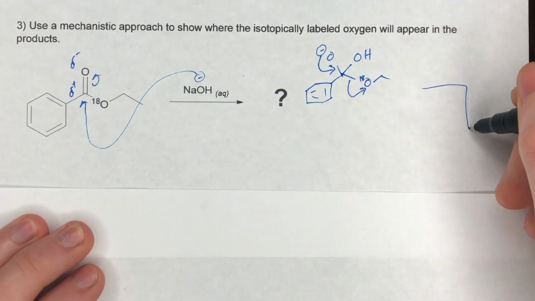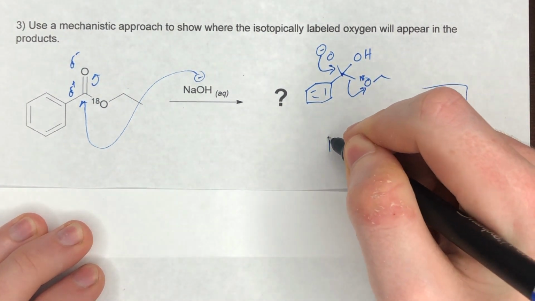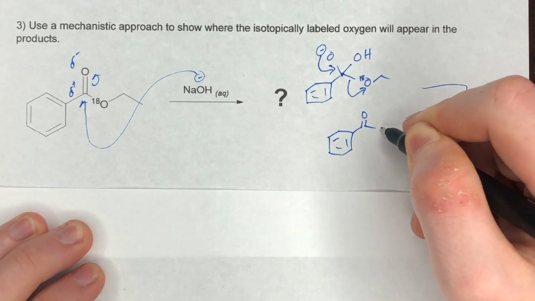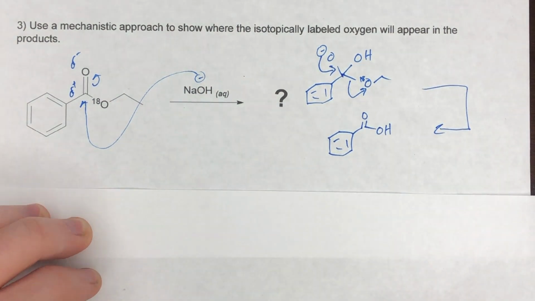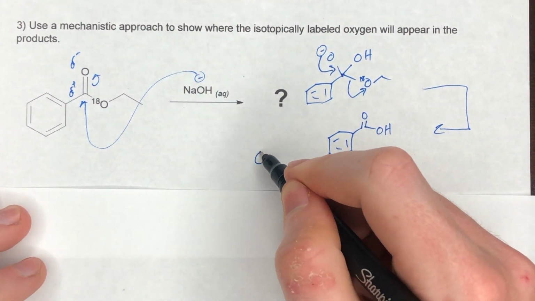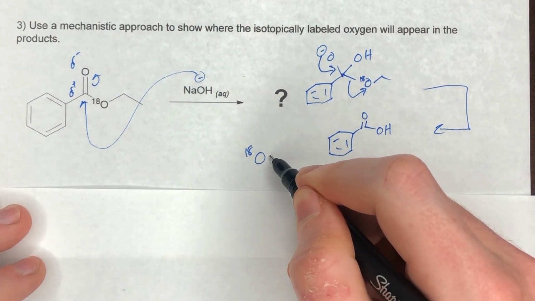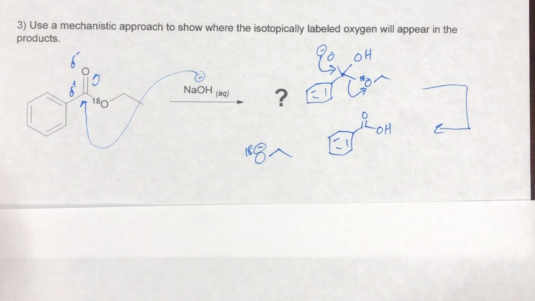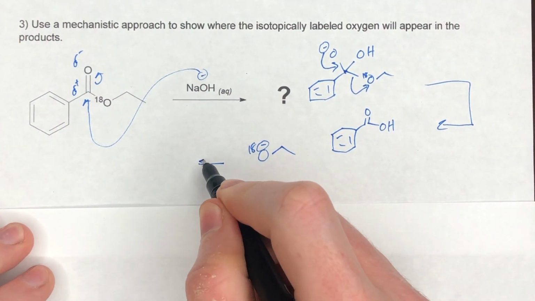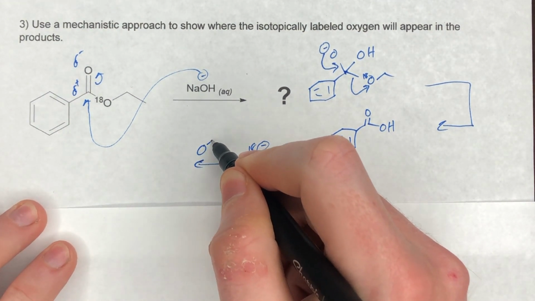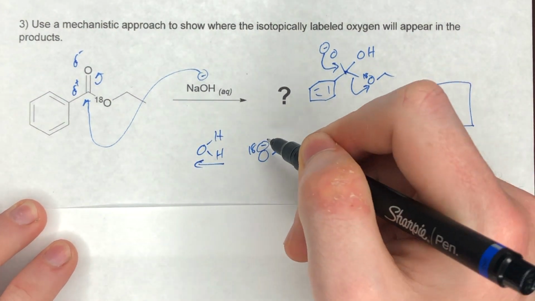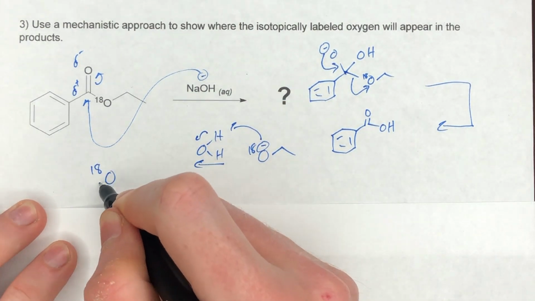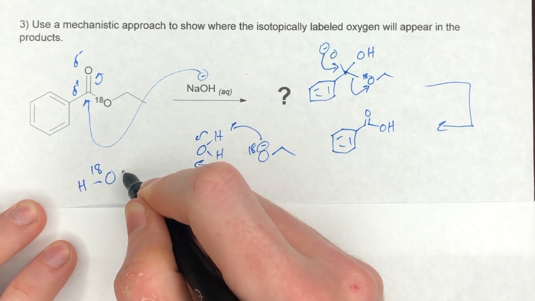So this will produce the primary product, which is the carboxylic acid, the benzene carboxylic acid here. And then we produce the isotopically labeled alkoxide here, which will simply get protonated from water, because remember this is aqueous, so there is water floating around. So we're going to protonate this and get isotopically labeled ethanol.